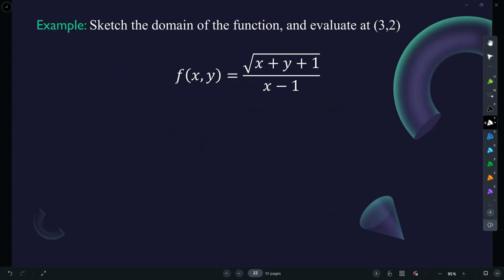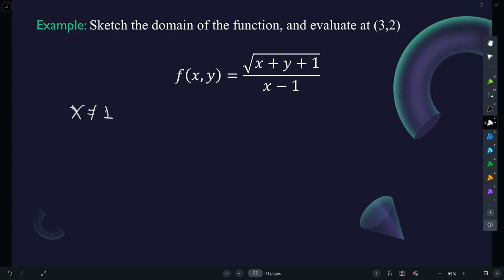So for example, we want to sketch the domain of the function and evaluate at (3,2) if (3,2) is in the domain. So this function is, where is it defined? The domain in here is the largest set of real numbers where I can evaluate and make sense out of this function. What are those values? When x is 1, definitely we have to be careful that x is not 1, right?